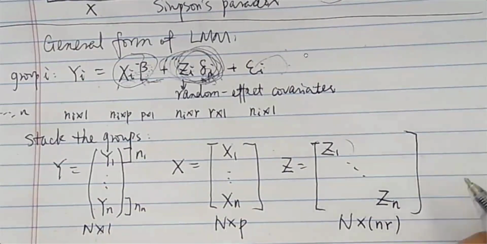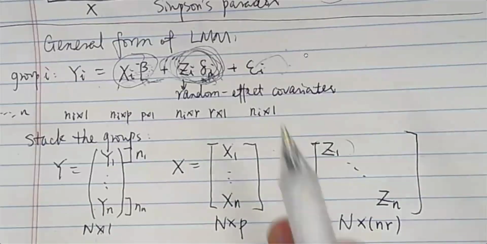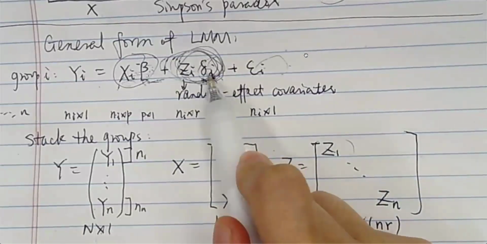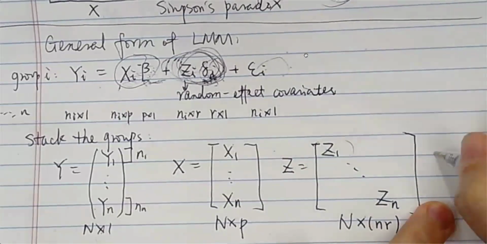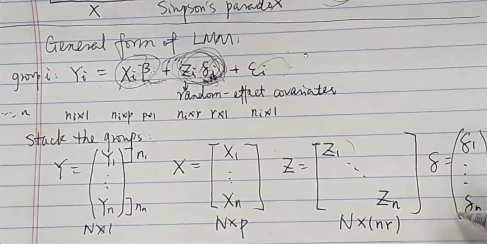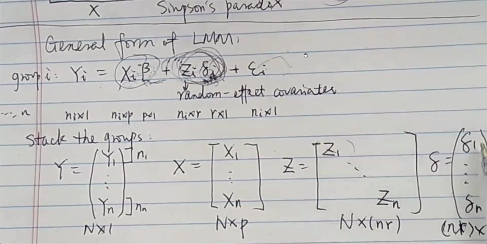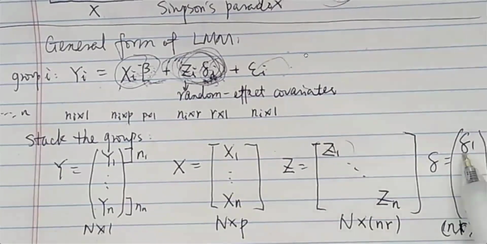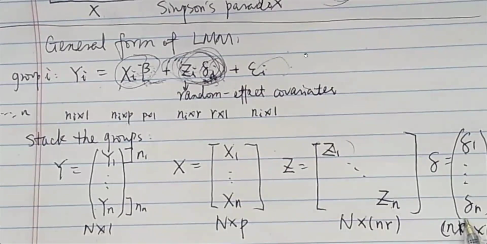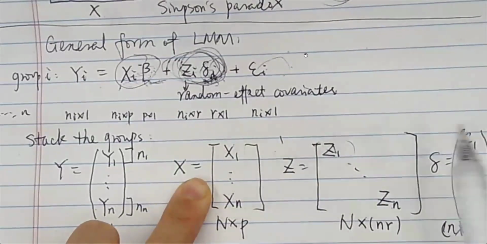So correspondingly, each Zi is multiplied by its own delta i. So therefore, we need to stack delta as delta 1 to delta n. So this becomes an nR by 1 matrix. So then when you multiply Z by delta, you will have Z1 times delta 1, ..., Zn times delta n. Does that make sense? Because if you stack Z in this way, you cannot afford different delta i's.